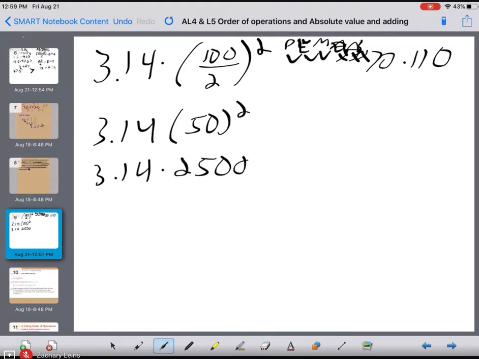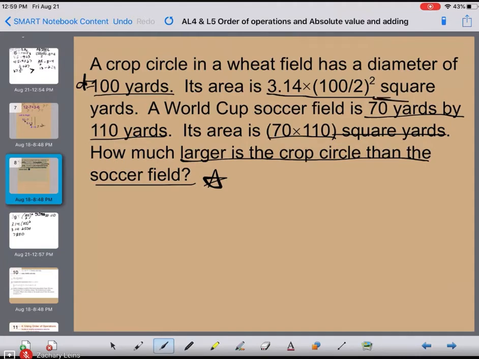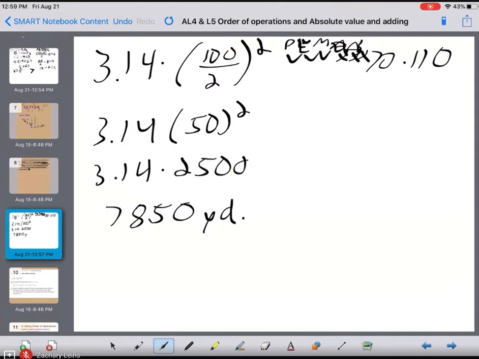And then what we get, 2,500 times 3.14, is 7,850. But remember, what are we dealing with? We're dealing with yards, and it's not just yards, it's square yards, because it's representing an area. All right, so we got 7,850 yards squared. Now let's go here to the soccer pitch, or the soccer field. So we got 70 times 110. That is going to give us, just doing it on my calculator, you can write it out or do it on the calculator either way. 70 times 110 is 7,700 yards squared.